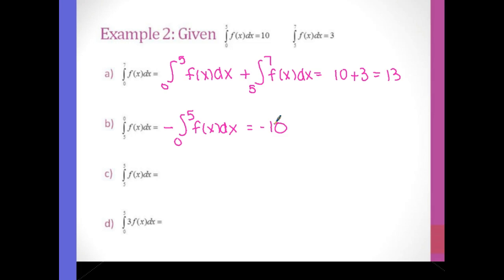Okay, what do we do about letter C? There we go. And then 0 to 5, where you have 3 f of x. The integral is 10, so make that number 30. The only thing is making these squiggly integral signs takes me a lot of time. Just make it an S.